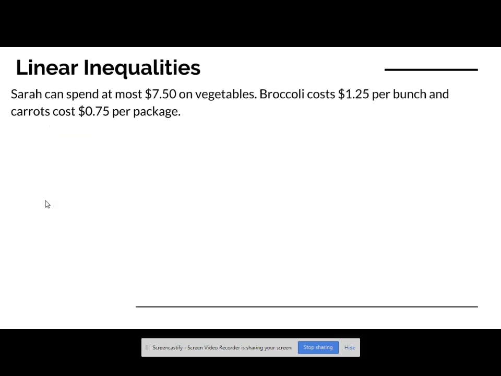Let's look at a situation. So Sarah can spend at most $7.50 on vegetables. Let's talk about that term, at most. Typically, when we say at most, we mean that less would be okay, and equal to is acceptable. So if you could have at most 5 people in your apartment, 2 people would be fine. 2 people would fit, but 5 would just barely fit. 5 would be okay. 6 would be too much. And so if you have at most of something, it means less than or equal to.